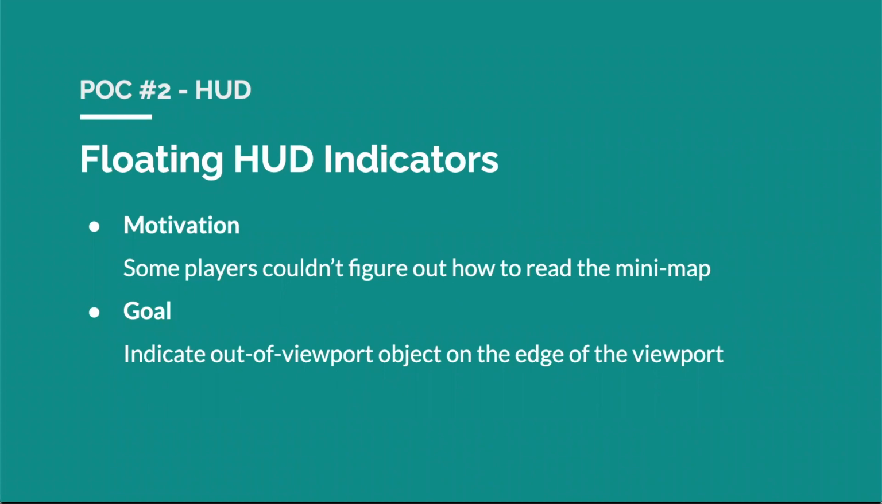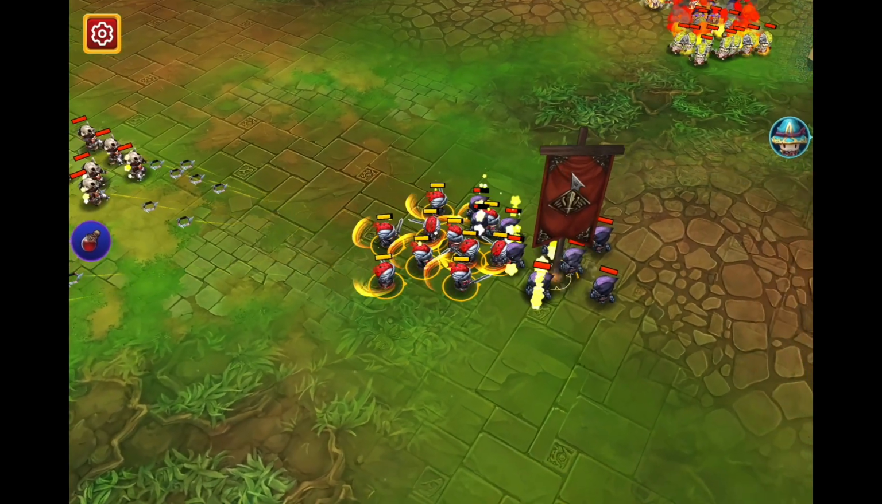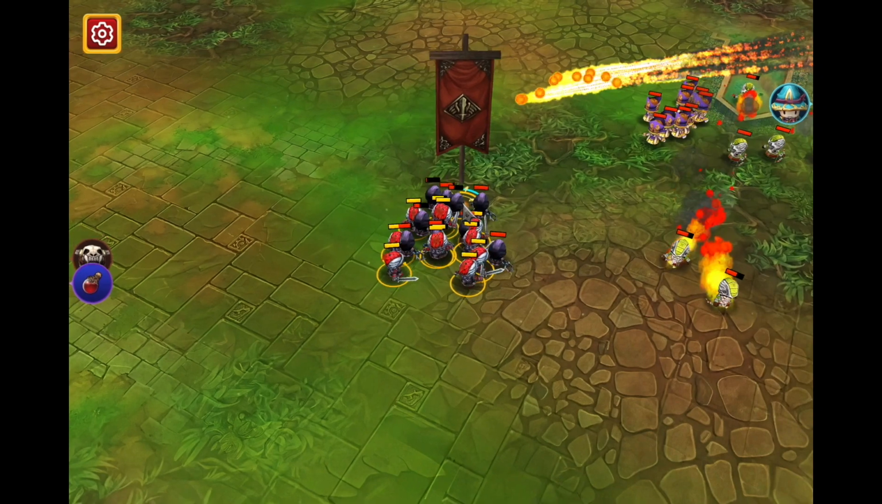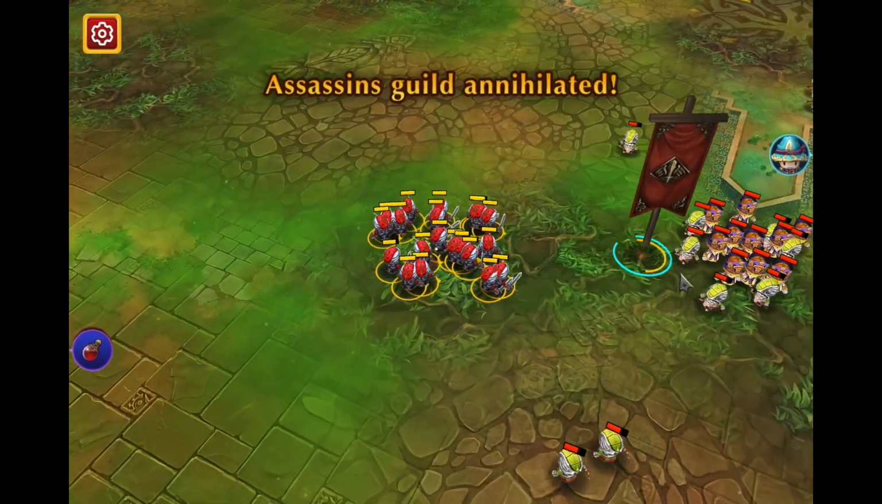So the second proof of concept relates to the heads-up display that the player sees in the game. For this one, I received several feedback in regards to difficulty some players were having with understanding how the minimap works. When you play the game, there's a minimap on the top right corner, but some players don't know where they are and the direction that they're facing relative to the battlefield. Some players want it to be still, some players want the map to be automatically rotating relative to the battlefield. I decided to add some floating bubbles to indicate objects that are out of the viewport, essentially, or out of the camera view. This bubble indicates the relative position of any opposing guilds or objects that it can pick up that you cannot see through the camera or the viewport.